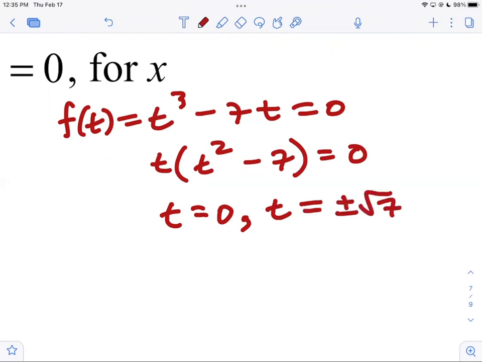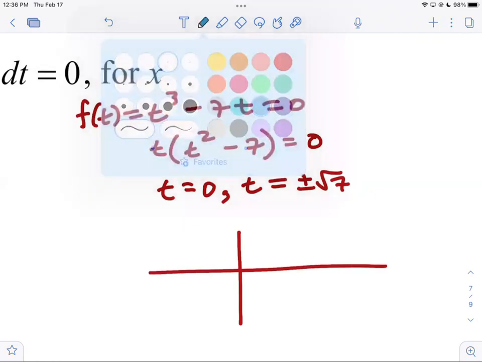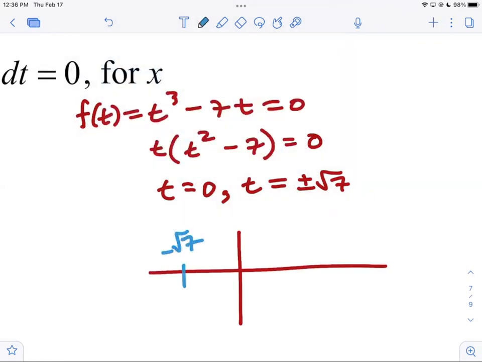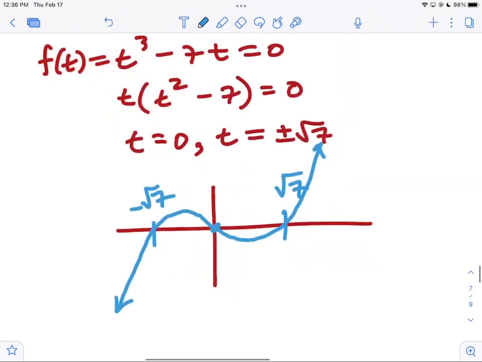Okay, now these are just the x-intercepts of the function. What that's going to allow me to do is sketch the graph, right? Here's negative root 7. Here's positive root 7. Here's 0. It's a cubic polynomial, so it's going to come in here, turn around there, come in here, turn around there. Does this function graphically look like it has any symmetry? Yeah, it looks like it's a what type of function?